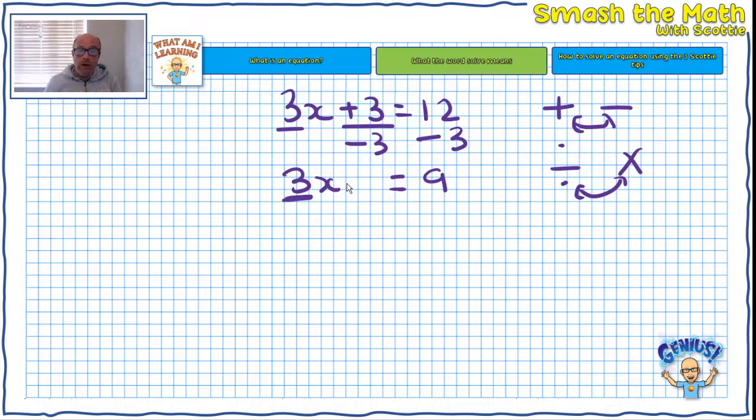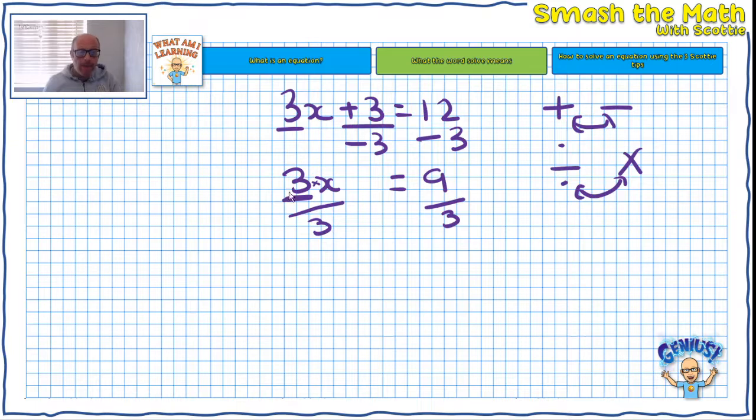Now you might not know this, or you might know this already, but inside here is a multiply. This means 3 times x, or 3 lots of x. So the coefficient is telling us how many lots of x we've got. In this case, we've got 3 lots of x, or 3 times x. So to get rid of the times, I do the opposite, which is divide. So I'm going to divide this side by 3. And remember, always do the same on both sides.